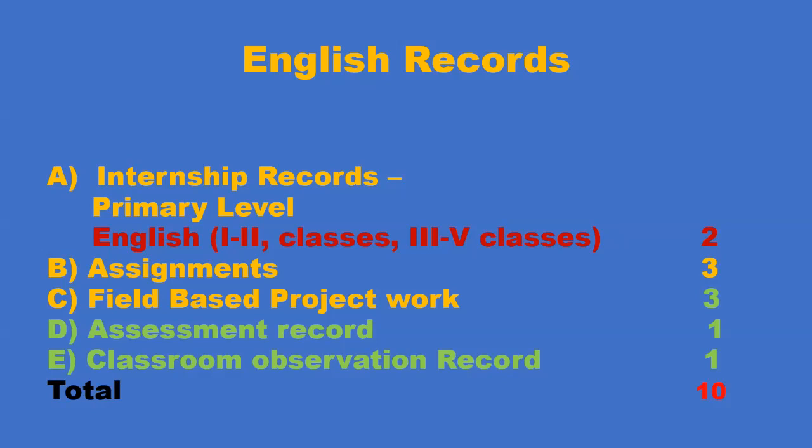And then the CC record, we call it the assessment record. One record should be submitted. Then the classroom observation record, which is also known as the reflective journal and classroom observation record. A total of 10 records are to be submitted.